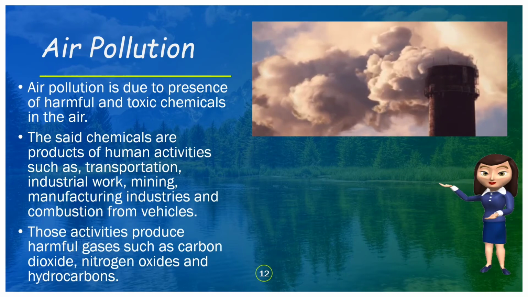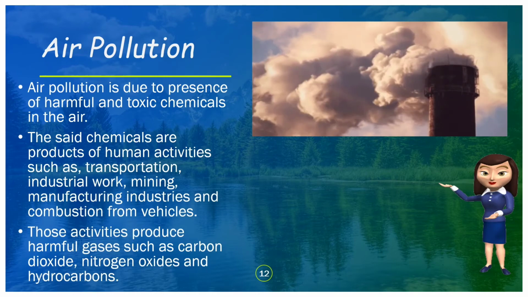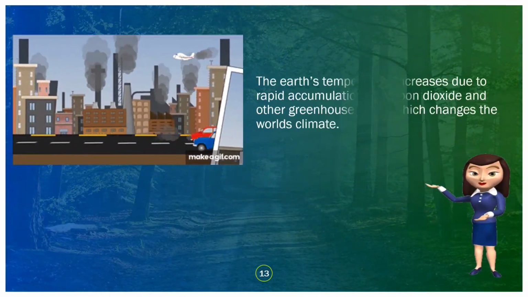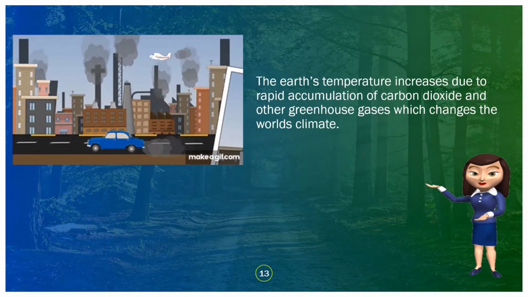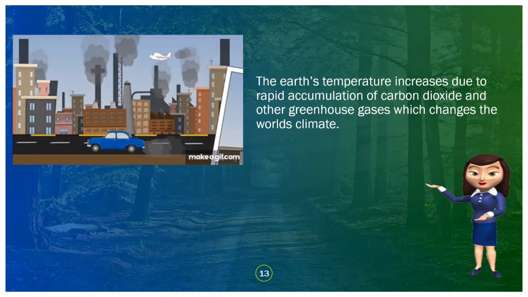Air pollution is due to the presence of harmful and toxic chemicals in the air. The said chemicals are products of human activities such as transportation, industrial work, mining, manufacturing, and combustion from vehicles. Those activities produce harmful gases such as carbon dioxide, nitrogen oxides, and hydrocarbons. The Earth's temperature increases due to rapid accumulation of carbon dioxide and other greenhouse gases, which changes the world's climate.